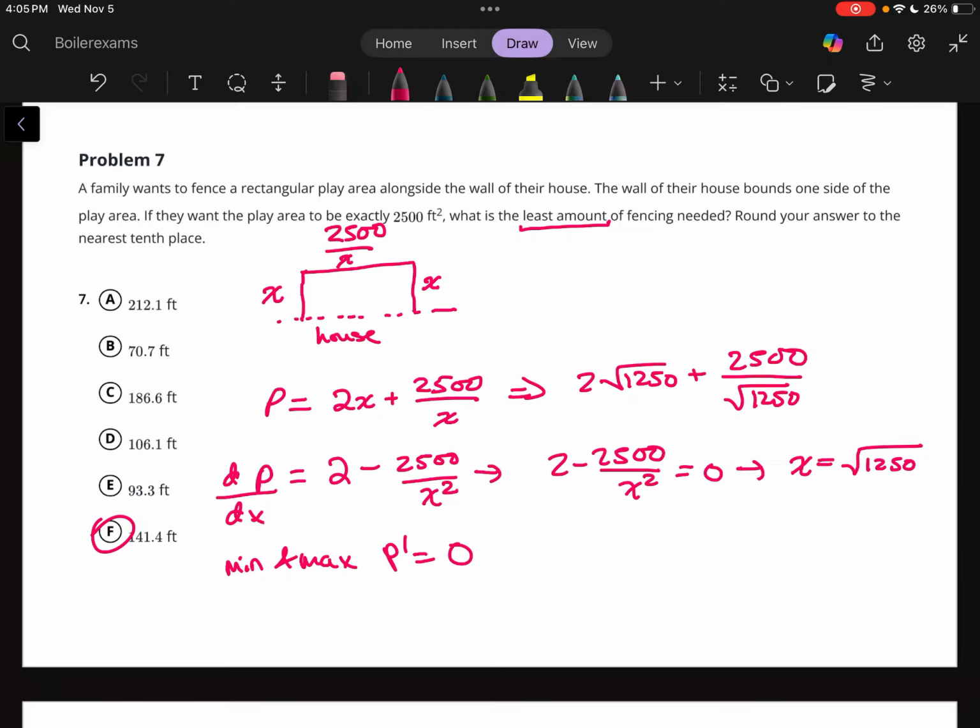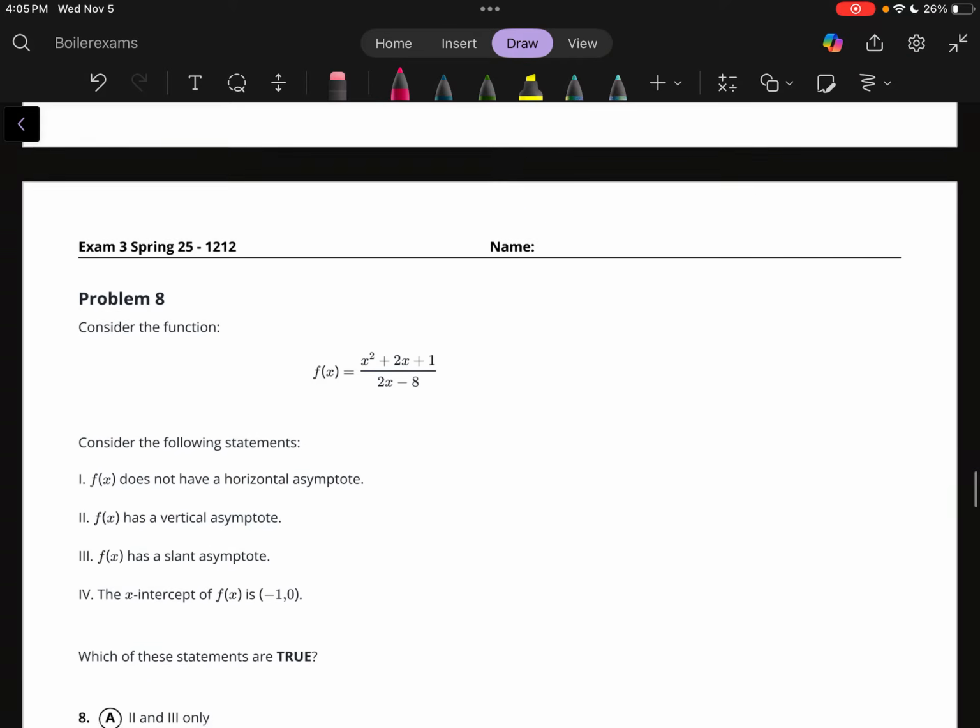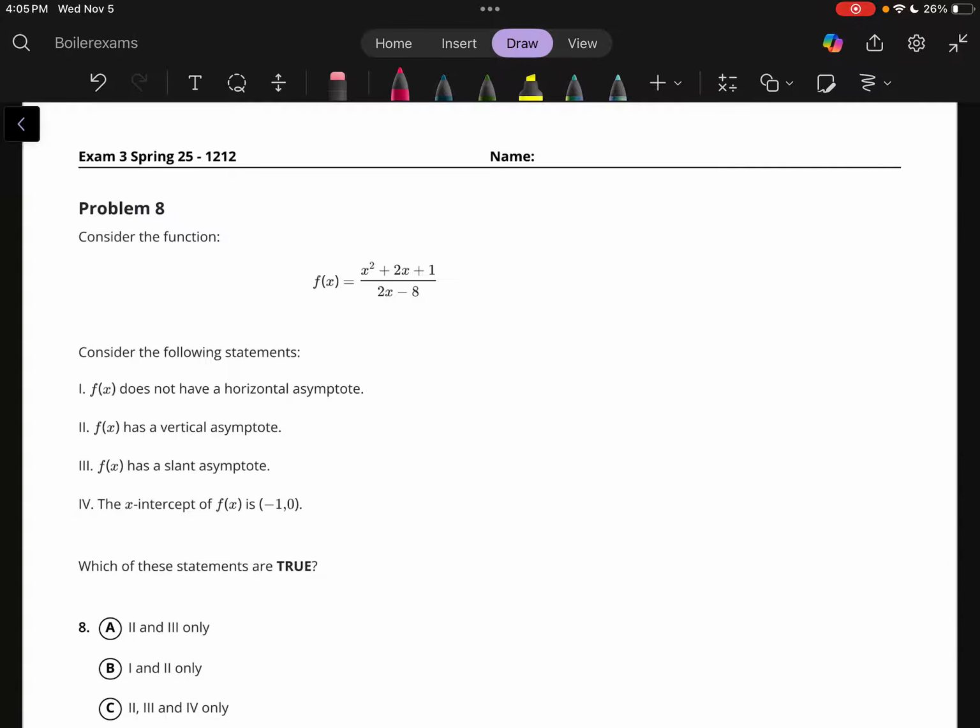Okay, moving on to question 8. Question 8 says, consider the function f of x equals x squared plus 2x plus 1 divided by 2x minus 8. And they tell us to consider the following statements. Statement 1: f of x does not have a horizontal asymptote. Statement 2: f of x has a vertical asymptote. Statement 3: f of x has a slant asymptote. And statement 4: the x-intercept of f of x is negative 1, 0. And they ask which of the statements are true.